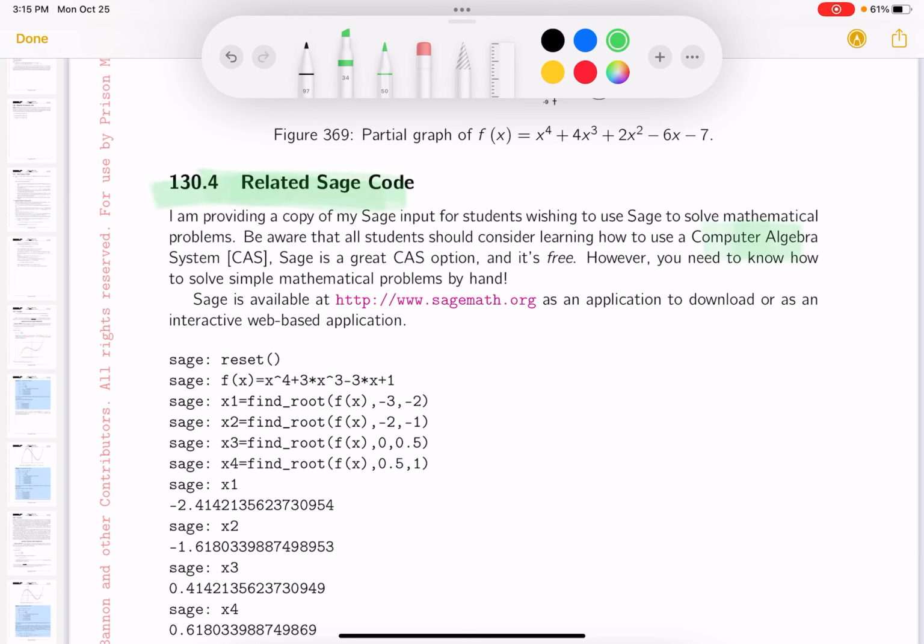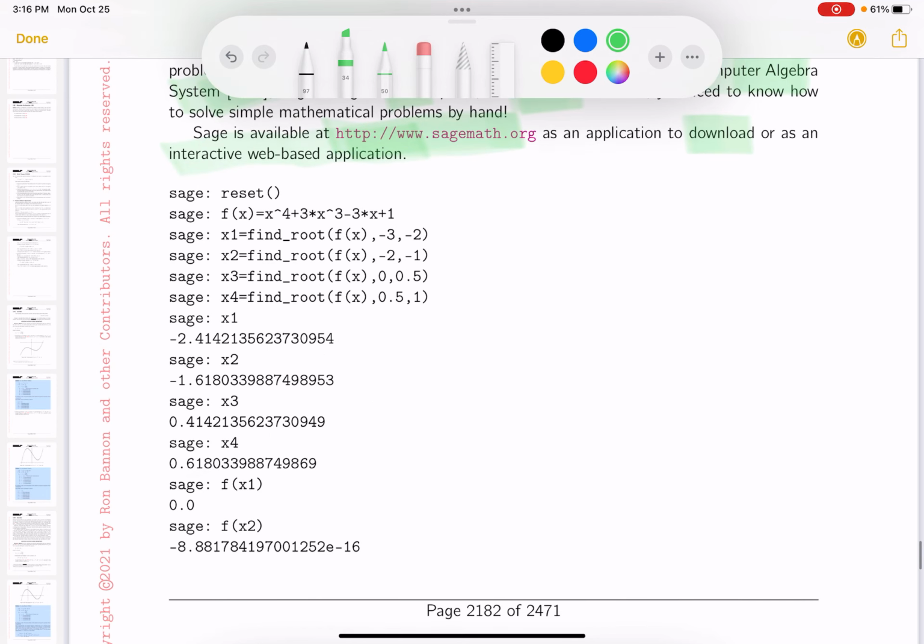What's SAGE? Computer Algebra System, or a CAS. It's open source software. Go to this website over here. You can either download the application or use the interactive web-based application. And my goal over here is just, take a look at it. What is this basically doing? Taking a polynomial, it's a fourth degree polynomial, and looking for the roots. And you can also graph this if you like.